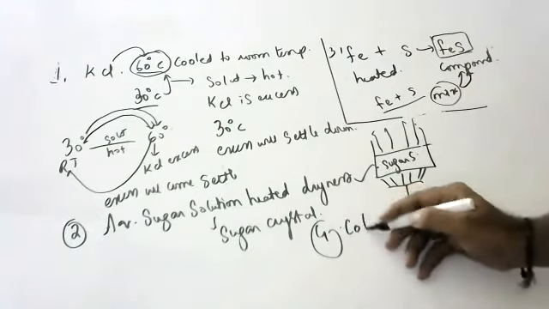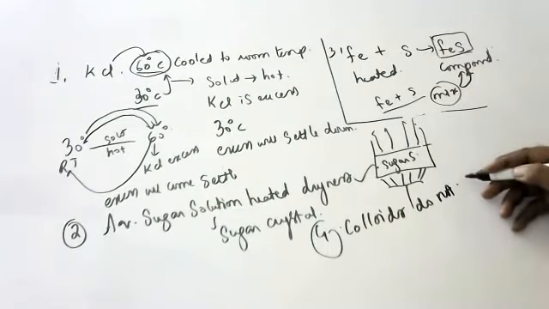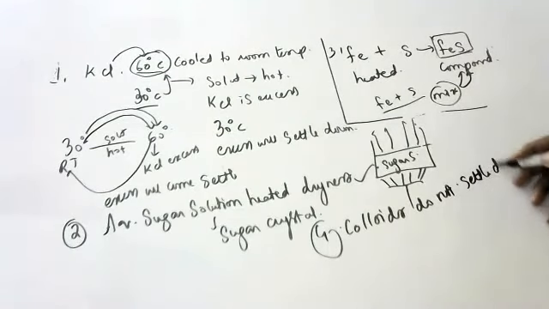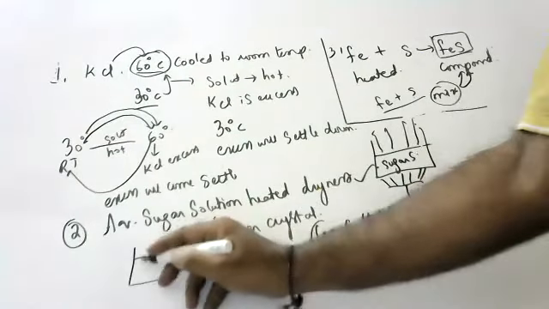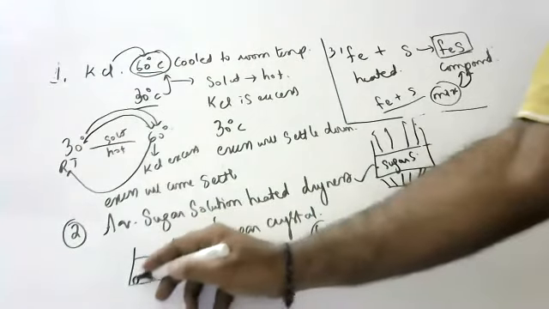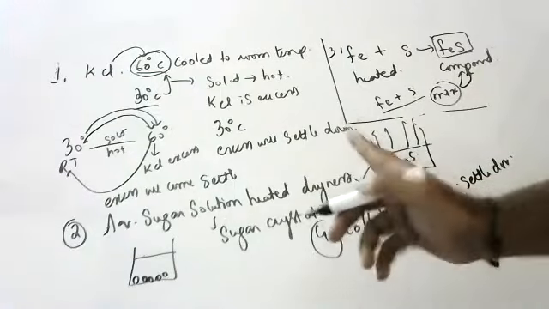Children, why do colloids not settle down? See, normally, like muddy water, all those things will settle, children. When muddy water is there, it is a suspension. When you leave it for some time, all the mud will come and settle down. Whereas in colloids, they don't settle down.